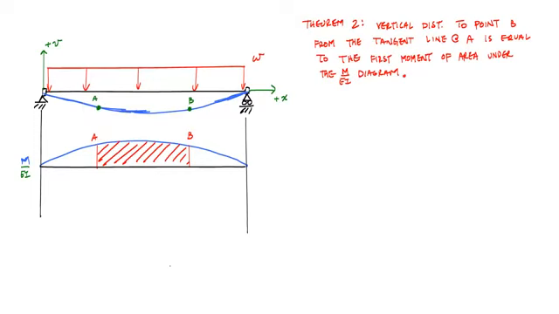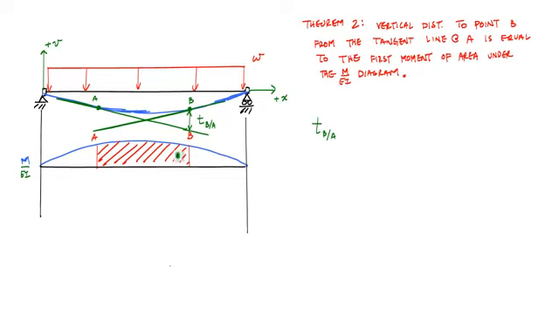So here is the tangent line at A, and here is the tangent line at B, and this vertical distance, which is often denoted t_BA, is basically the vertical distance to B from the tangent line at A. This t_BA is the first moment of area.